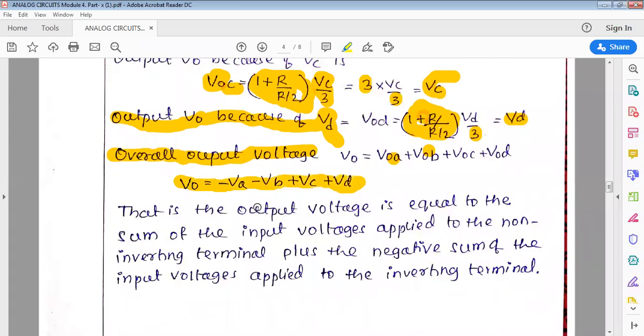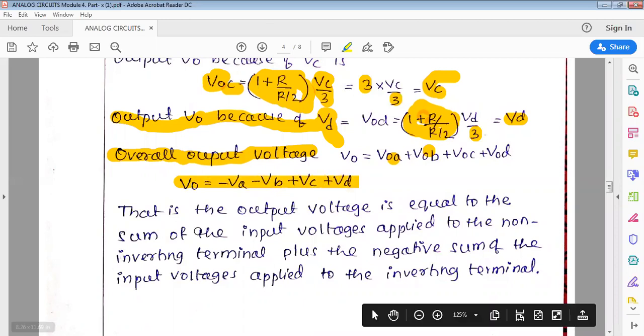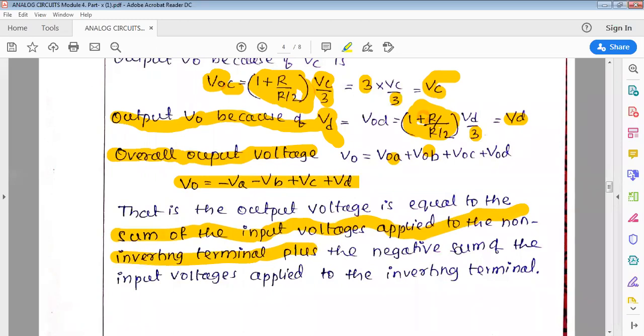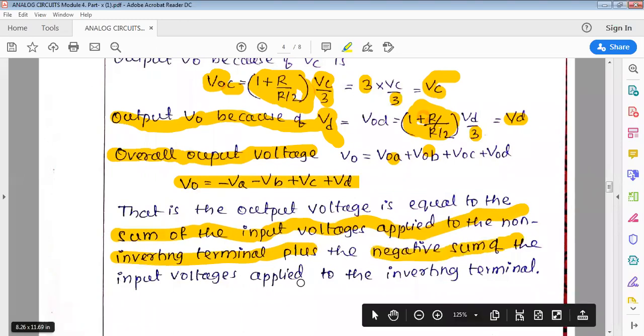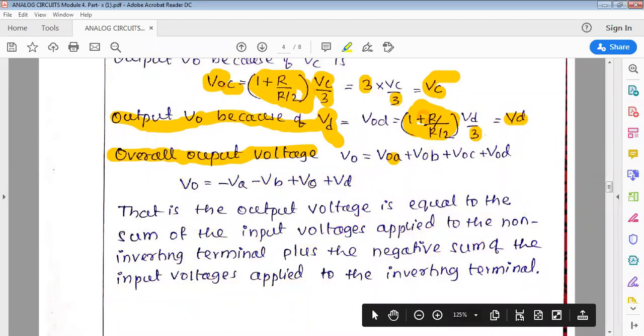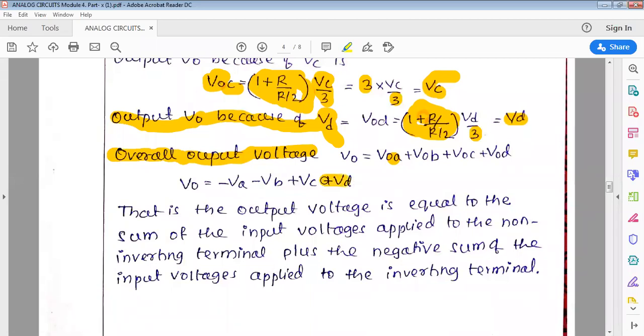That is, the output voltage is equal to the sum of input voltages applied to the non-inverting input terminal, that is, I have considered this VC and VD, plus the negative sum of the input voltages applied to the inverting terminal. That is, we can see VC and VD are applied to the non-inverting input terminal, so they are taken without any sign change. And VA and VB were the input voltages that are applied to the inverting input terminal. So that's why in the output expression they will appear with negative sign.